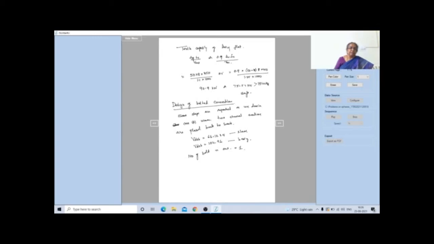Same steps are repeated here. Then design of tie plate. Okay, design of tie plate in this case where channels are provided face to face. The same stuff, first term is effective depth, then thickness. Only two things you have to calculate.